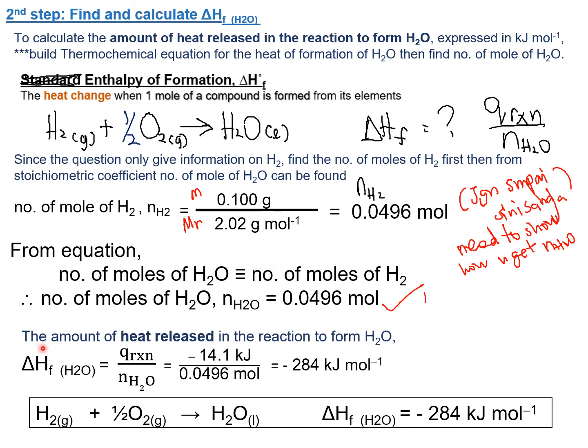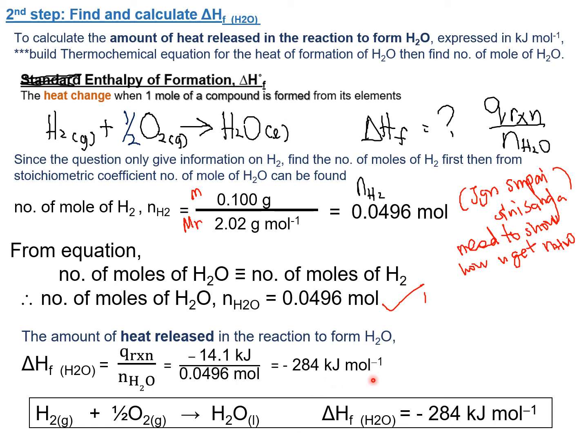Next ialah the amount of heat release in the reaction to form H2O. Okay, we know that this is the basic formula untuk enthalpy, untuk cari enthalpy melalui calorimeter, di mana Q reaction ni ialah heat release from the reaction, and then kena bahagikan dengan number of mole, because heat release from the reaction unit dia ialah joules. Okay, unit dia ialah joules, tapi in this case you dah kira in kilojoules kan, so bolehlah kilojoules. And then number of mole of H2O pun ialah 0.0496. Okay, and then you will get the enthalpy of formation of H2O in this case ialah negative 284 kilojoules per mole.